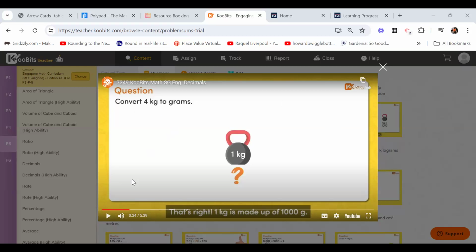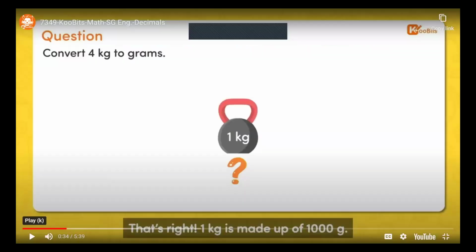So now I've selected this video from decimals that says converting kilograms to grams. Okay, let me play this for you.